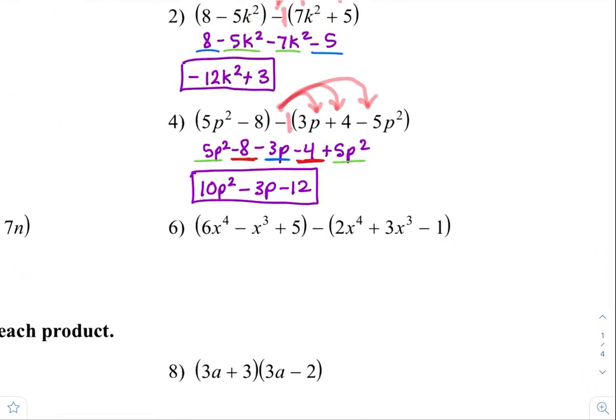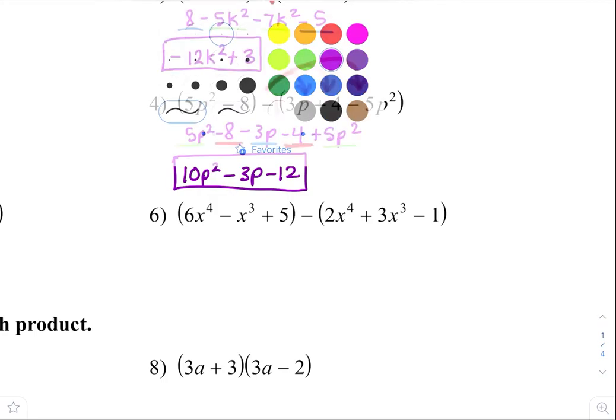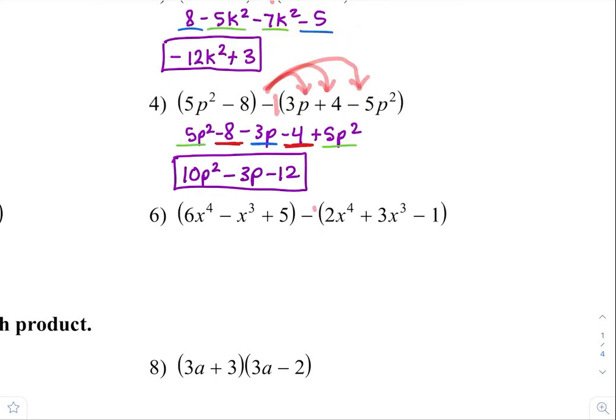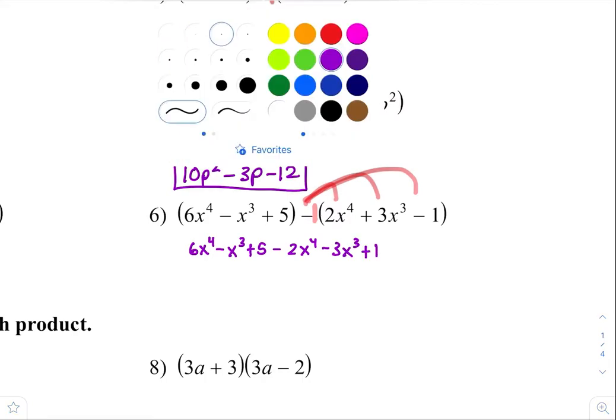Number 6. So minus sign, so that means we're going to be distributing a negative 1 to each. So 6x to the 4th minus x to the 3rd plus 5. Negative 1 times 2x to the 4th is negative 2x to the 4th. Negative 1 times 3x to the 3rd is negative 3x to the 3rd. And negative 1 times negative 1 is positive 1.